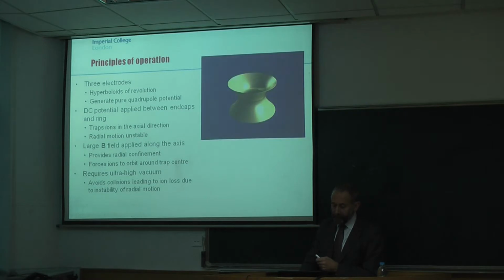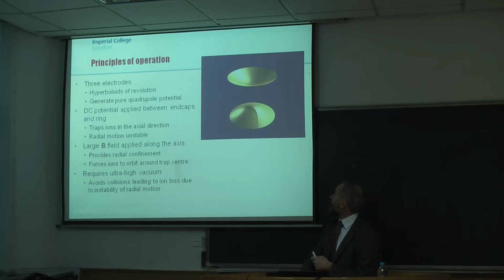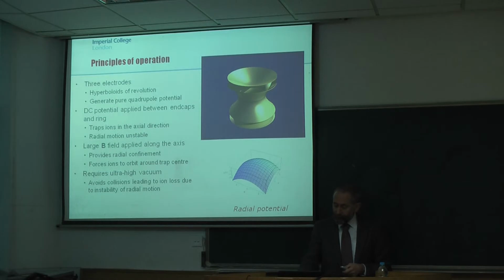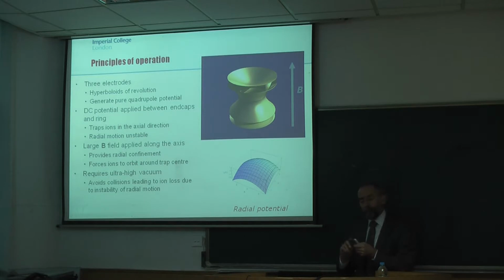And the way this works is we have electrodes, there's a ring electrode, and then there are two end cap electrodes, and we apply a DC potential between the electrodes, and then that will trap ions in this vertical direction, but they're attracted out in the radial direction, and they will hit this ring and be lost. So then the magnetic field is added, and the magnetic field will then stop ions being lost, because it just makes them go into orbits within the trap.